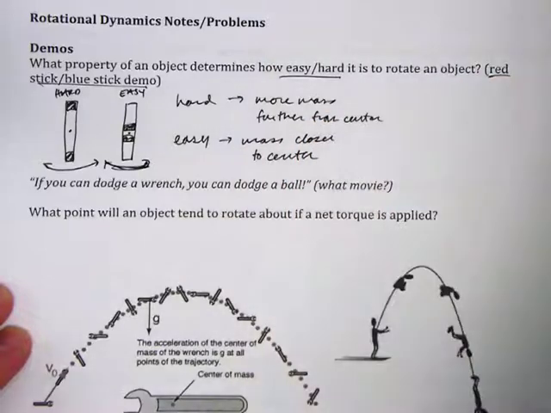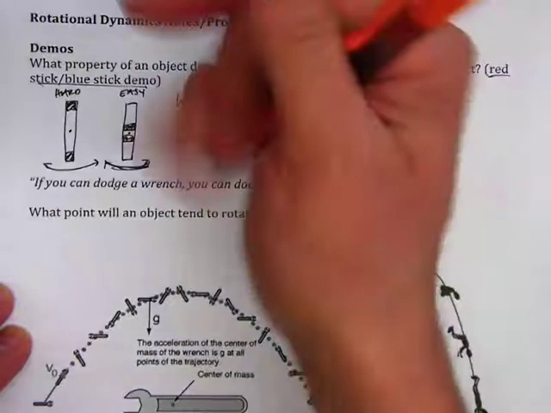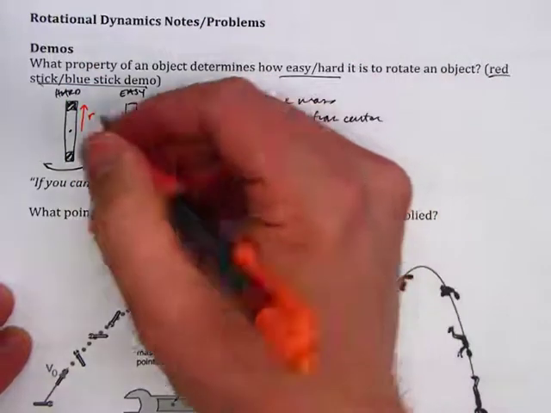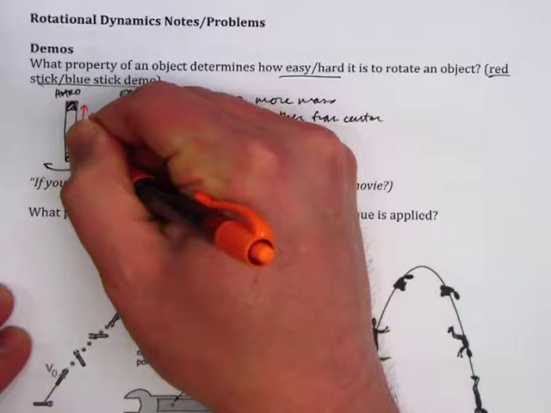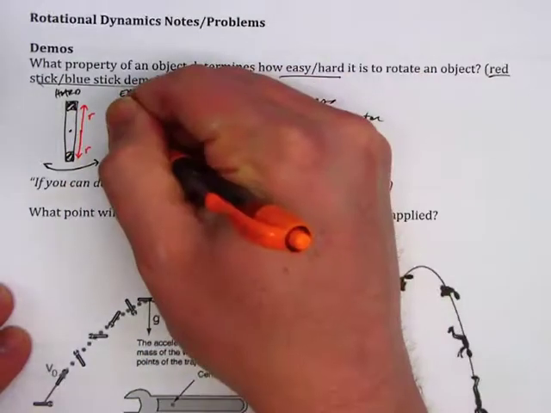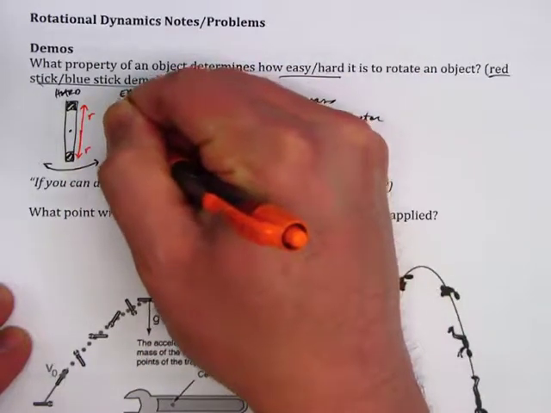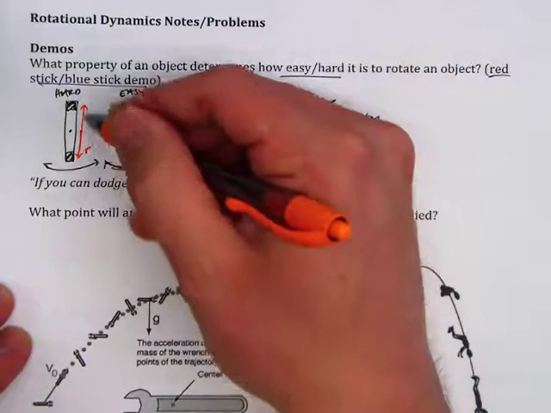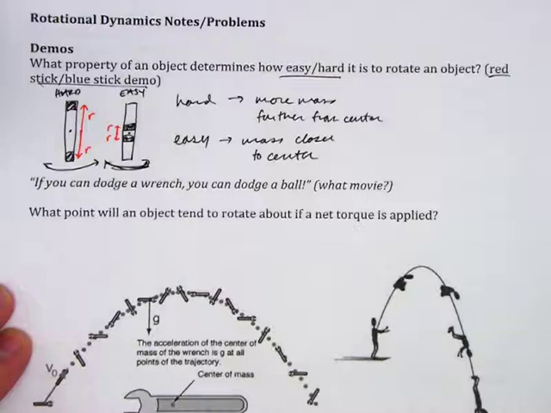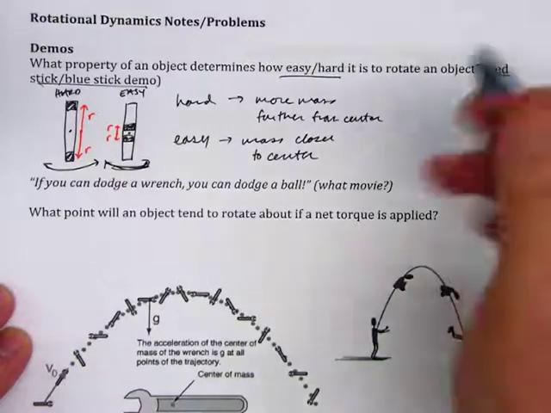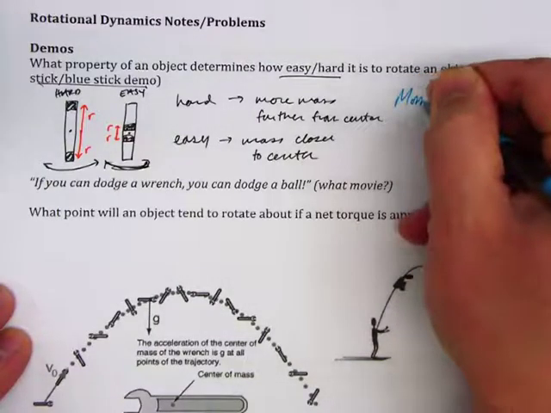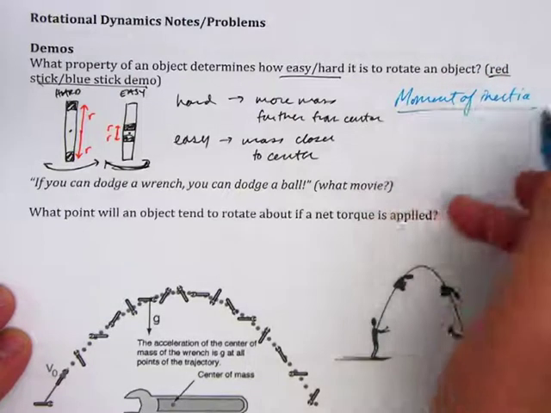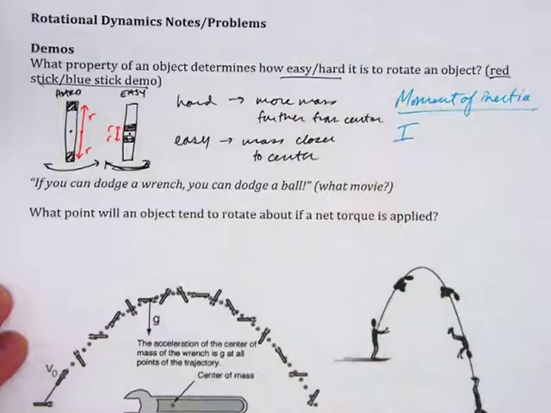The way we would really quantify this is in terms of the R value of the mass. So the R would be the position at which the mass is distributed relative to the rotation point. And in this example, the shorter the R, the easier it is to rotate. The higher the R, the harder it is to rotate. So we have a specific name for this quantity. It's called the moment of inertia of an object. It's denoted as capital I.